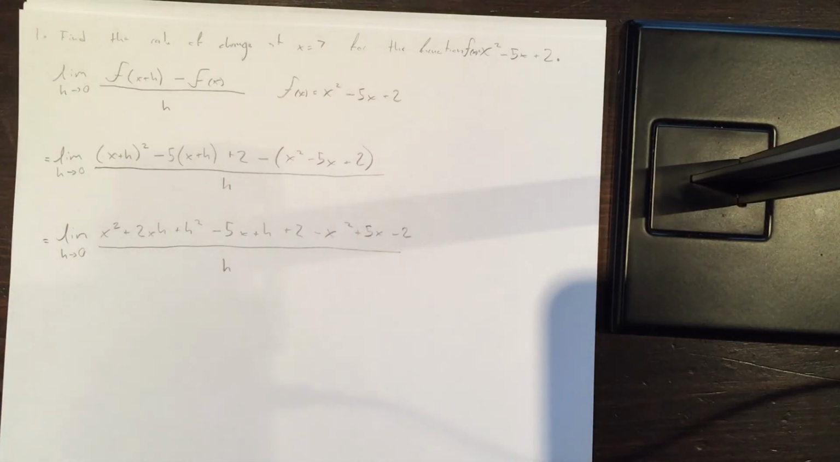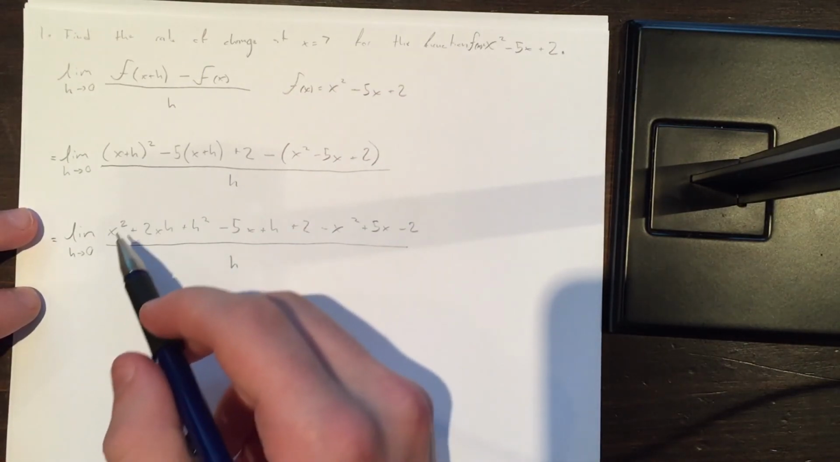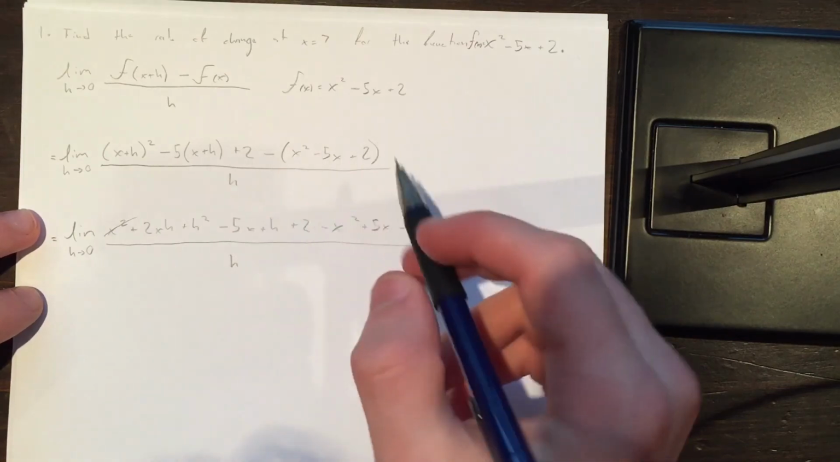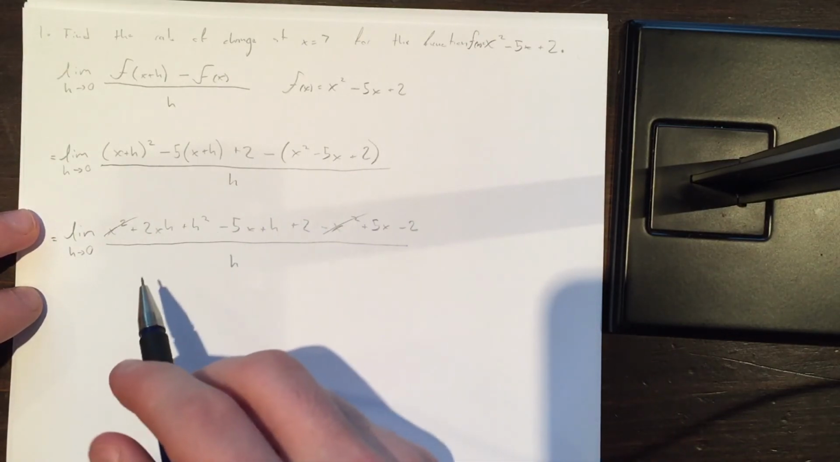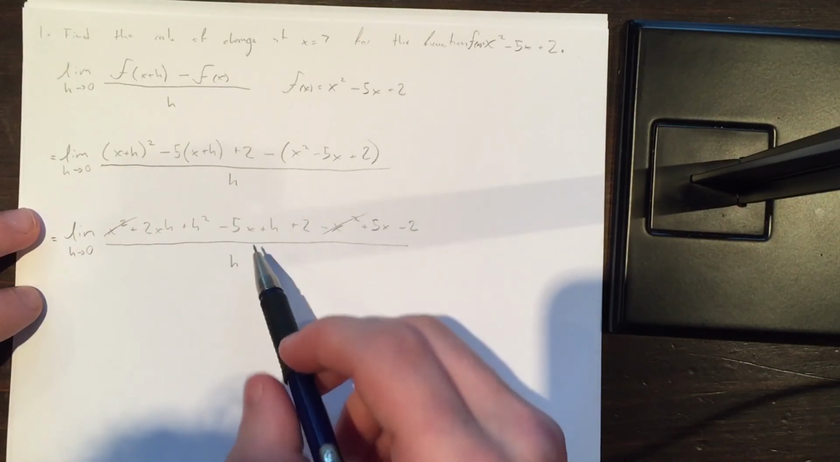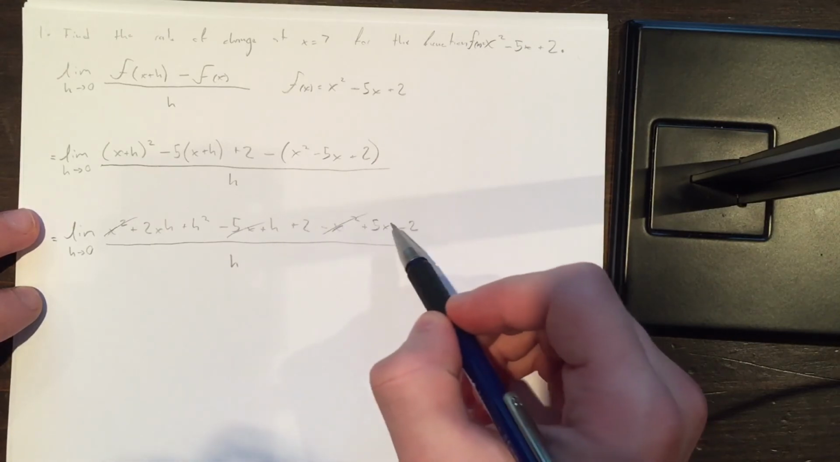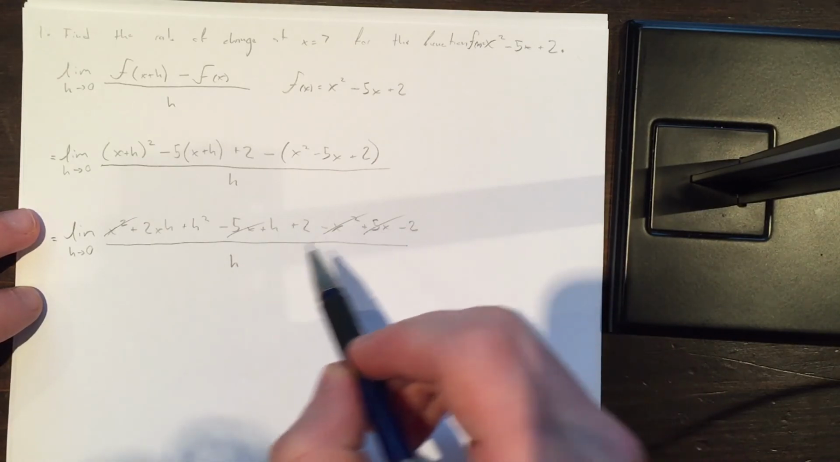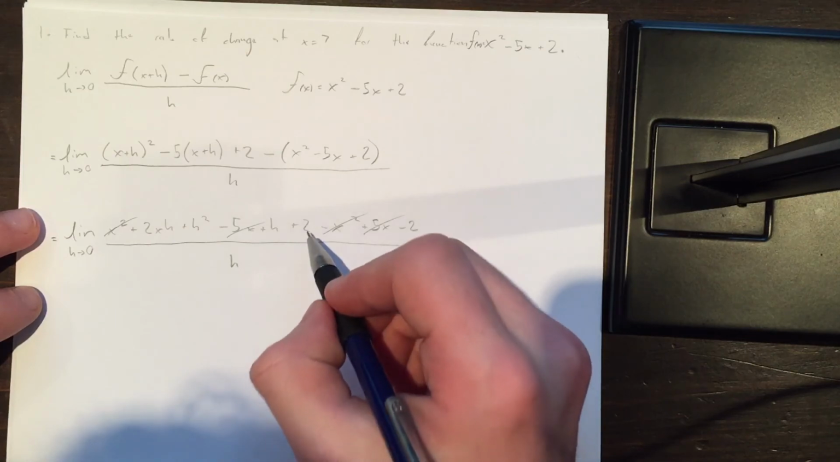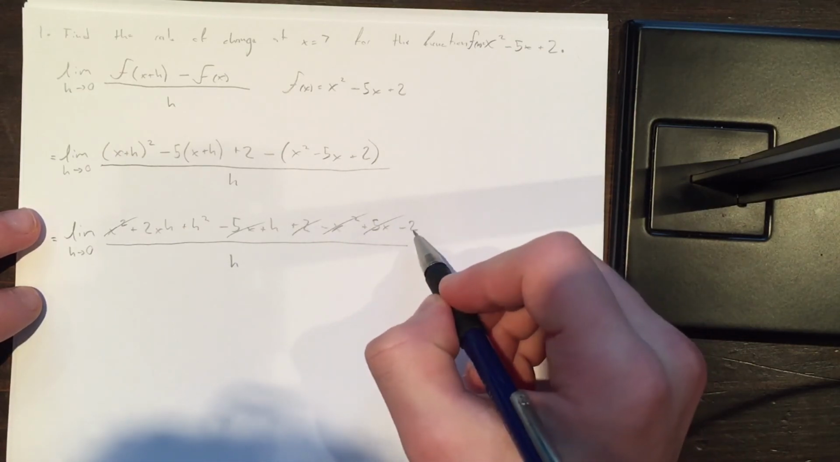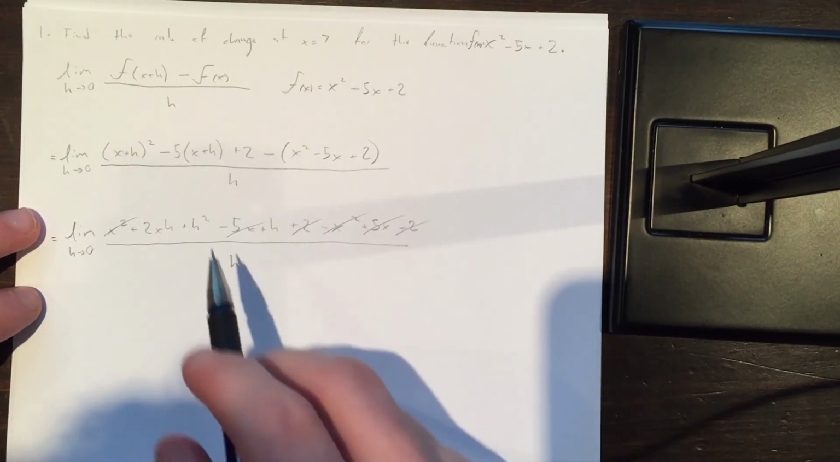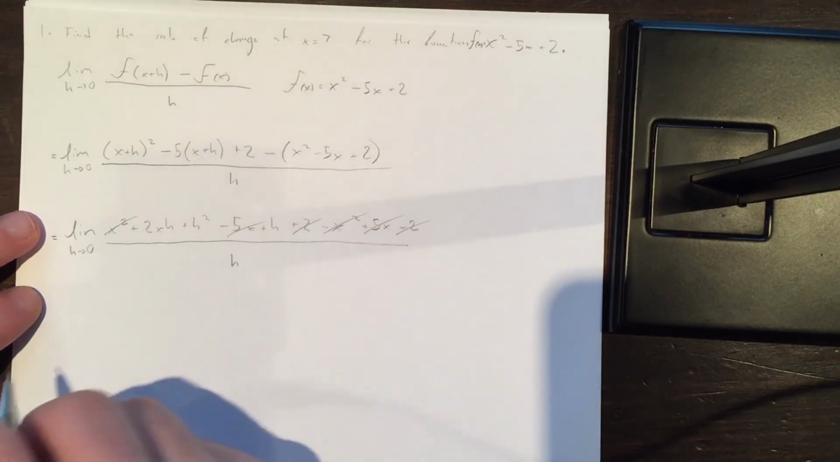And right away here we can see that things can already be cancelled. So we have x squared can be cancelled with minus x squared. We have minus 5x, which can be cancelled with 5x. We have plus 2, which can be cancelled with minus 2. And then we're left over.